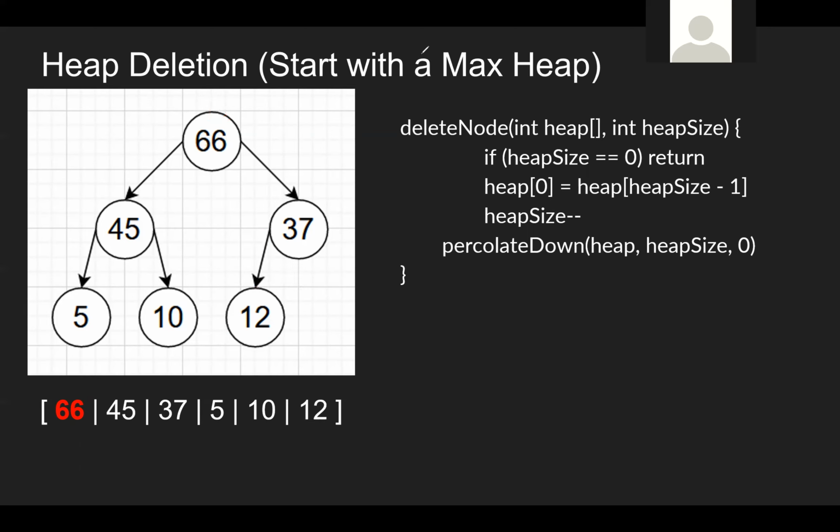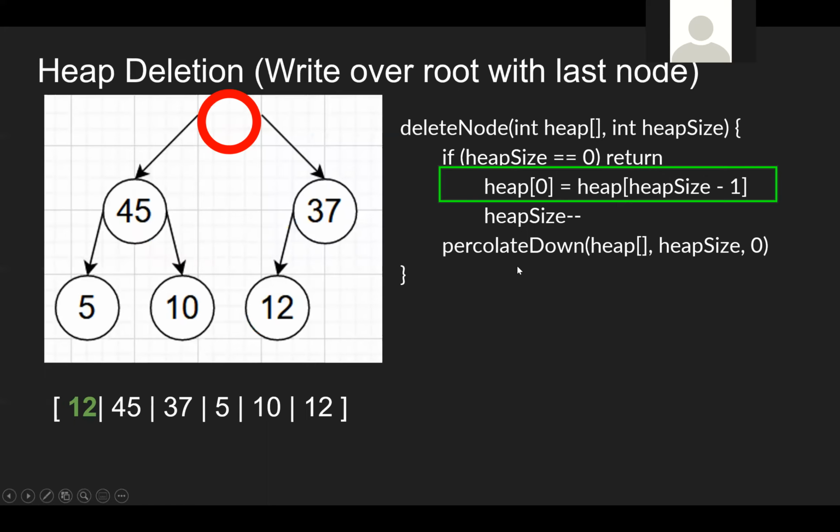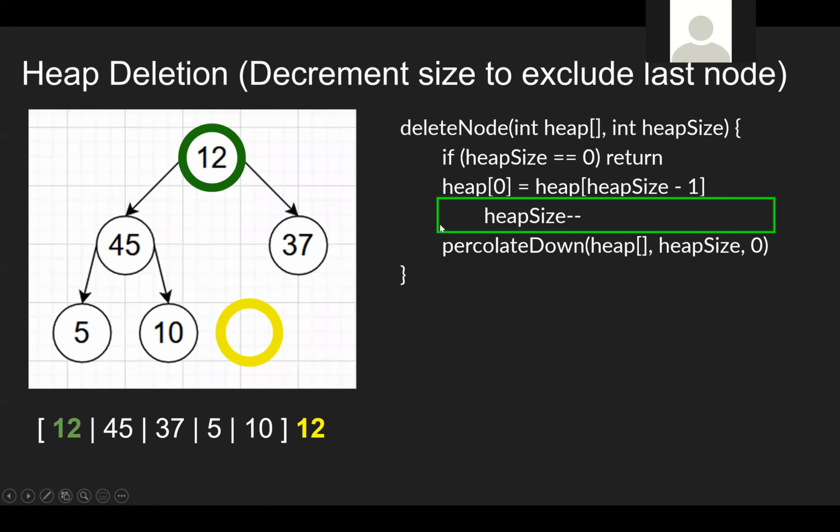So then we call heapify down or percolate down. Again, they mean the same thing. So for heapify down, okay, first let's go through delete node. So heap 0 is the last element in the heap, which in this case is 12. Decrease the size of the heap, basically just remove the other 12 which was there, and heapify down.